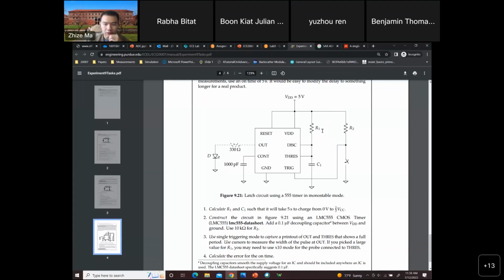After you have all the values, you can build this circuit on the breadboard. Make sure you include the 313 ohm resistor so the LED doesn't short. Also, the 555 timer chip pin out is different from this circuit diagram here. So make sure you check the pin out on the data sheet to build this circuit.